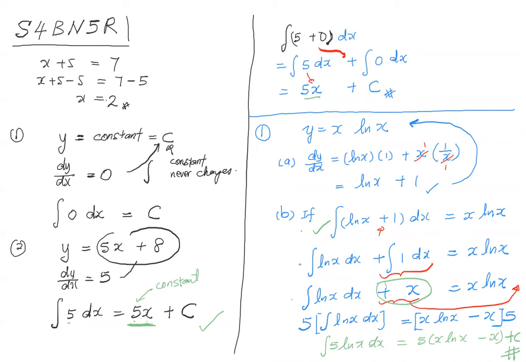Miss, how did you get 5 in the next step? How do I get 5? Because the question wants me to do so. Do you read the question? The question says, hence, 5 integral of 5 ln x dx.